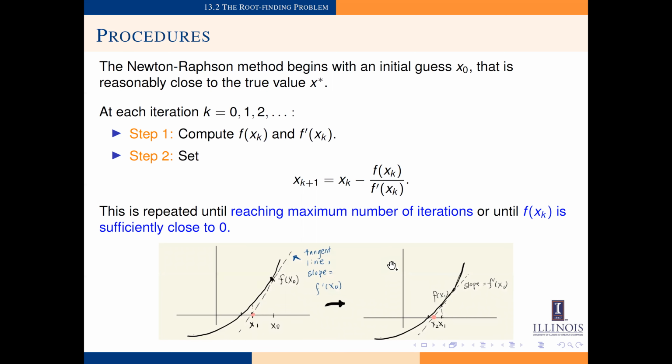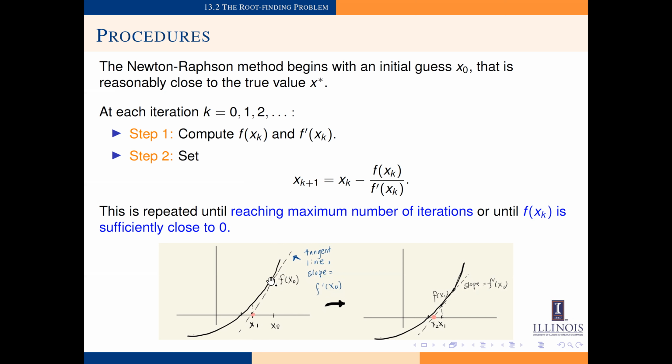So here's a graph for illustrating this. This is the initial iteration where we have an initial guess x0. And you can see that the true solution is somewhere near here where the curve intersects with the x-axis. So at the current x0, we calculate f of x0 as well as f prime of x0. This tangent line has slope that is equal to f prime of x0.